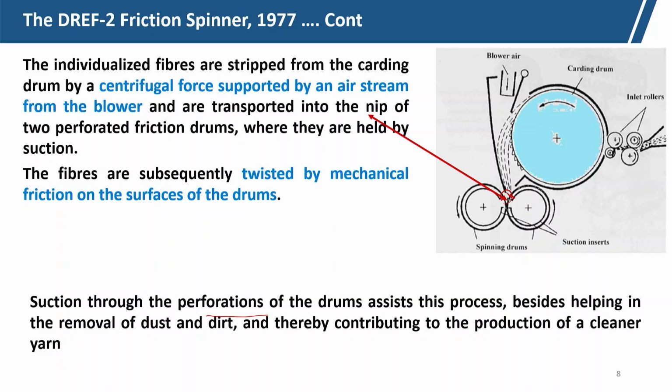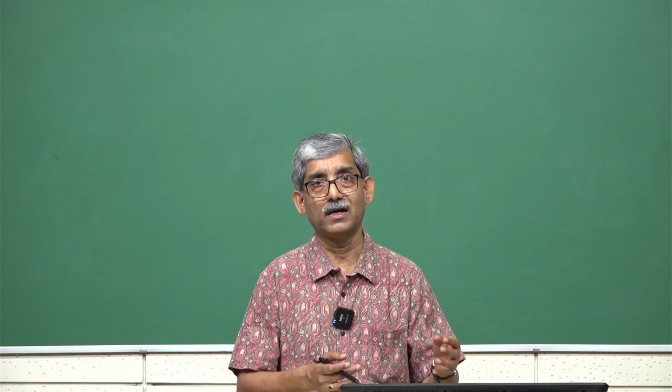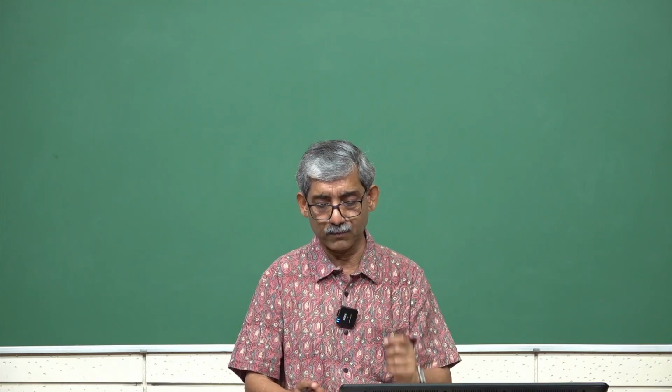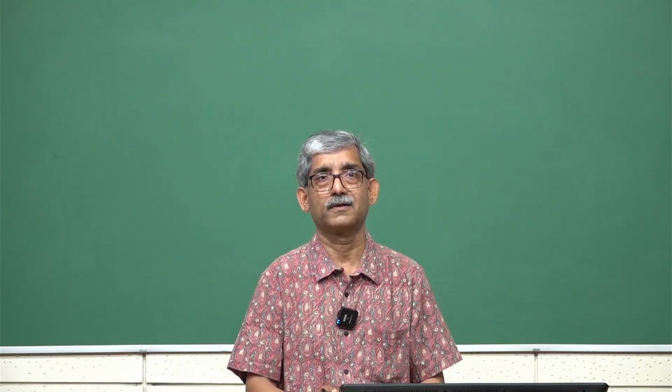Besides this, the suction force also helps in the cleaning of dust and dirt. Through the suction slot the dust and dirt can be removed, and that will help in the production of cleaner yarn. So this suction drum has two functions: one is imparting twist, and the second is the cleaning of dust and dirt particles.